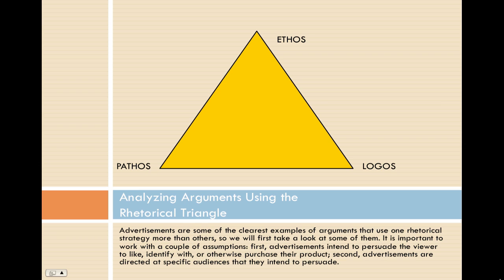We're going to take a look at some advertisements using the rhetorical triangle. And the reason we're going to do that is advertisements are some of the clearest examples of arguments that use one rhetorical strategy more than others. So we will first take a look at some of them. It is important to work with a couple of assumptions. First, advertisements are intended to persuade the viewer to like, identify with, or otherwise purchase their product. Second, advertisements are directed at specific audiences they intend to persuade.